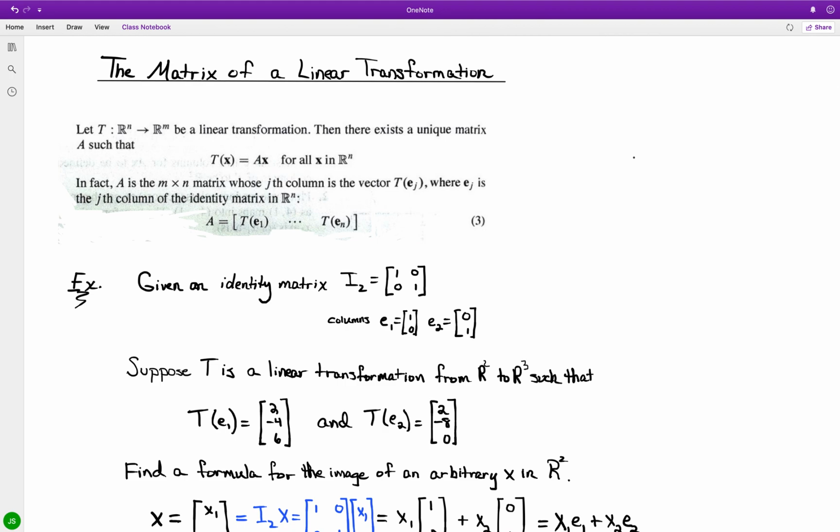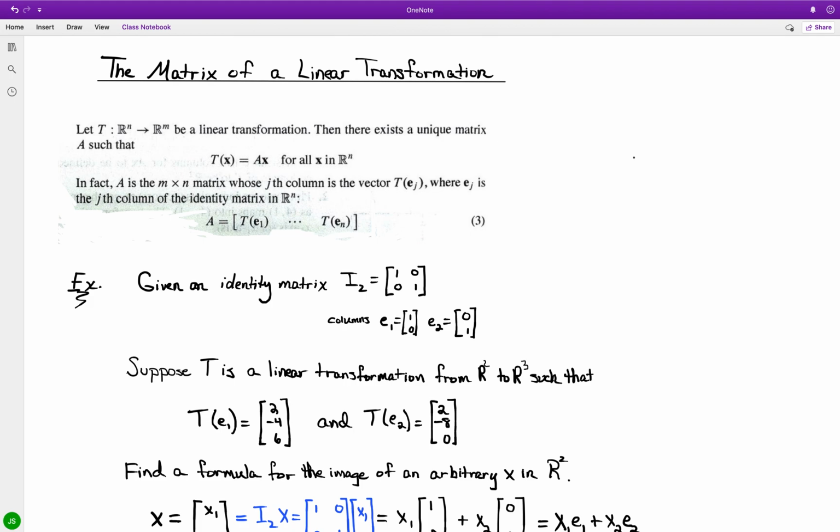Okay, for the next item, we have the matrix of a linear transformation. Let's say we let T be a transformation from Rn to Rm, where T is a linear transformation. From this, there must exist a unique matrix A such that the transformation of x is equal to A times x for all x in Rn.